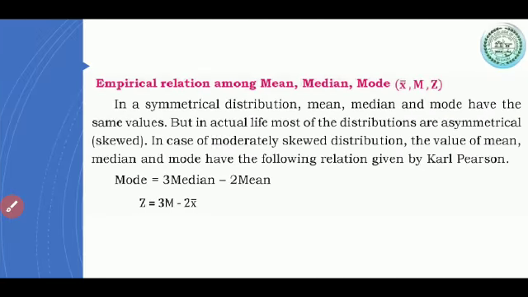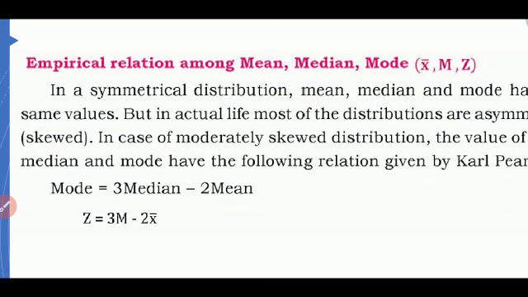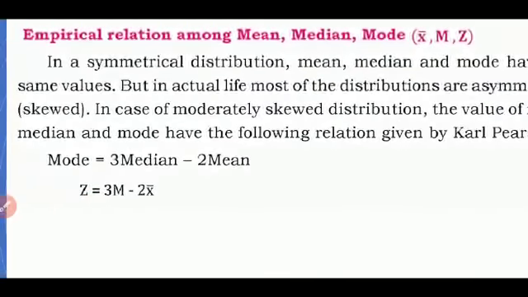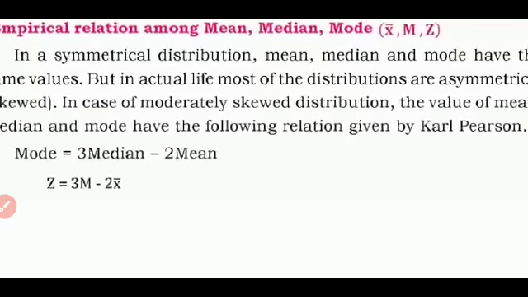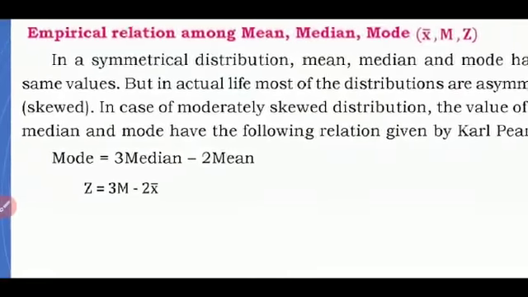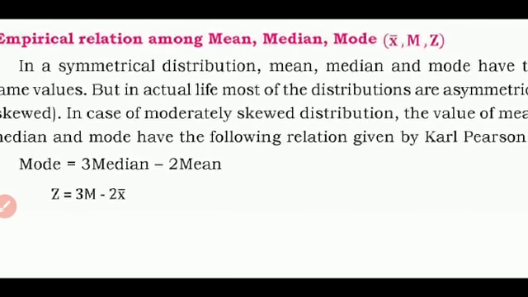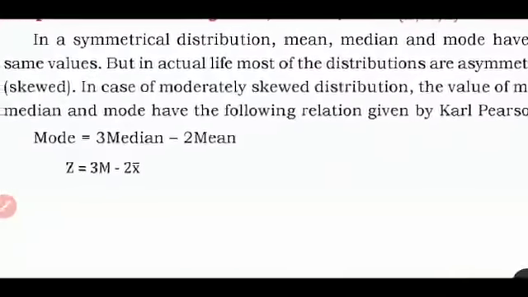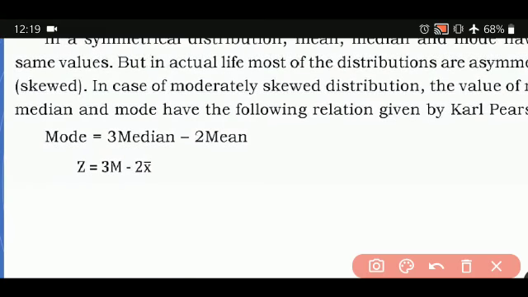Then we will see the empirical relation among mean, median, and mode. There is actually an experimental relation between mean, median, and mode also. In a symmetrical distribution, mean, median, and mode have the same values, but in actual life most distributions are asymmetrical, skewed. In case of a moderately skewed distribution, the values of mean, median, and mode have the following relation given by Karl Pearson. And what is that relation here? Mode is equal to 3 median minus 2 mean, and we are writing that in the form of a shortcut here.